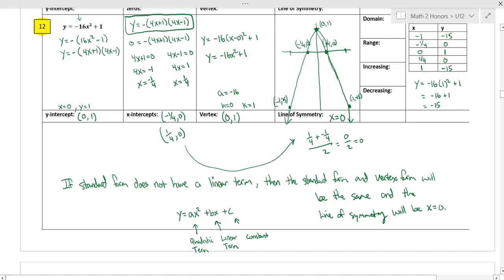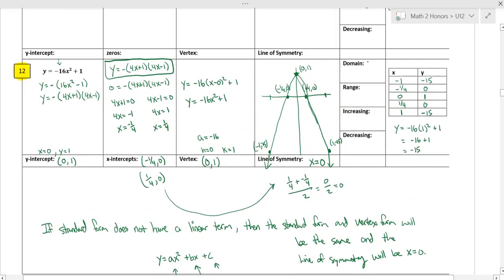Make sure my table's all filled out. And now the domain: all real numbers. Right now we can plug in anything we want for x. That will change when we talk about word problems. Range: the highest value, the maximum, is at a y value of 1, so all the y values have to be less than or equal to 1. As we trace this, we're increasing on the left side of the graph, when x is less than 0, and decreasing on the right side, when x is greater than 0.